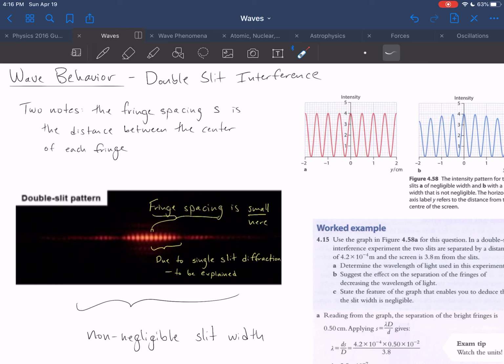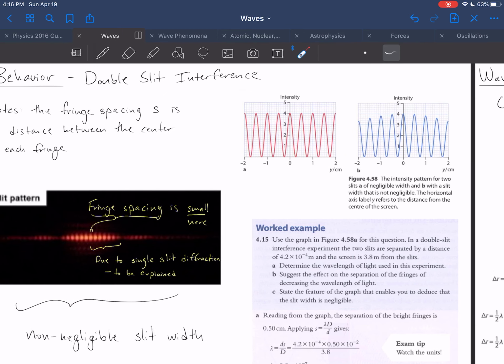This broad pattern that you see, the one that we hadn't talked about yet, occurs when you have a non-negligible slit width. That is, when the slits themselves are wide enough for that to occur. And I haven't explained why yet. We'll come back to that a little bit later.